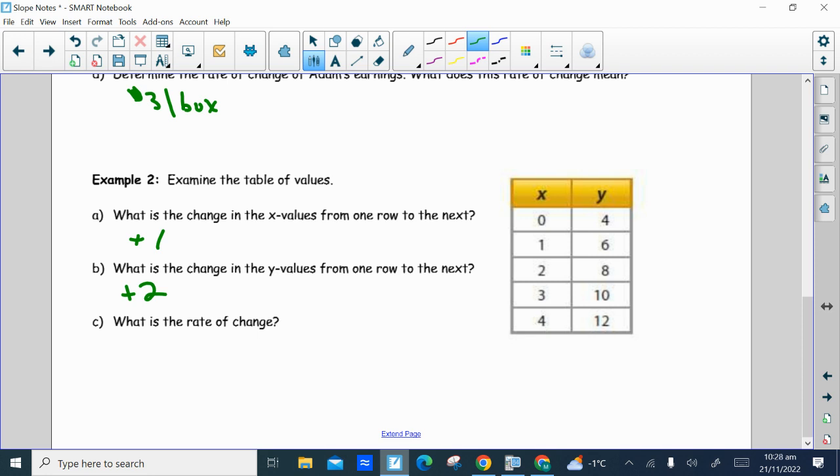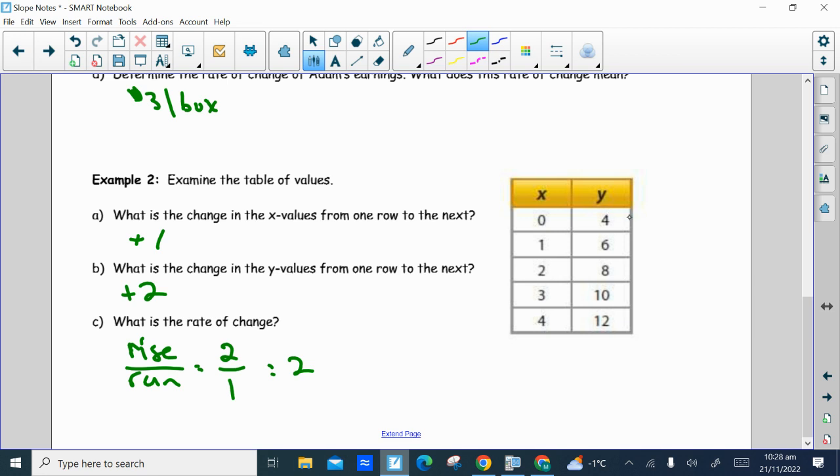Remember, the rise is up and down, so that's your y values. The x's is the run, going left to right. So to find the rate of change, it's the change in y, which is the rise, over the run, the change in x. The change in y is 2 over the change in x, which is 1. The slope of that line is positive 2. And we can say that is the rate of change because the rate of change is a constant.